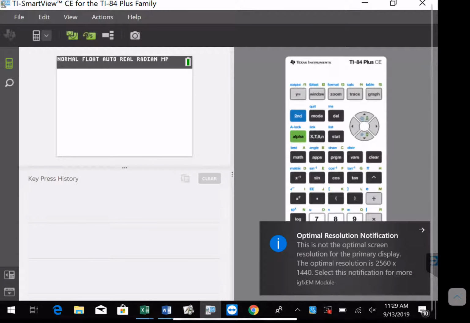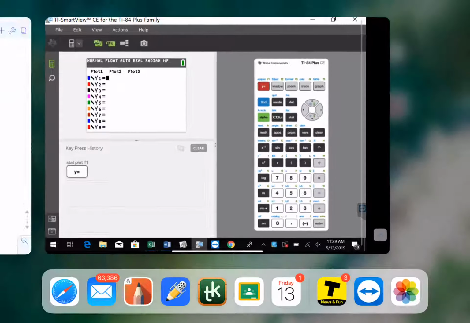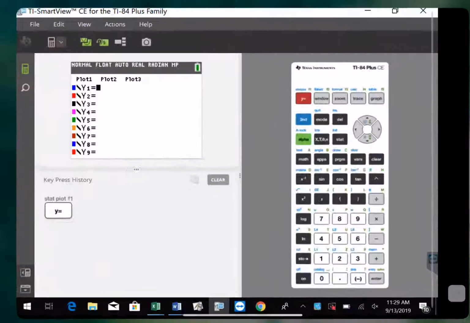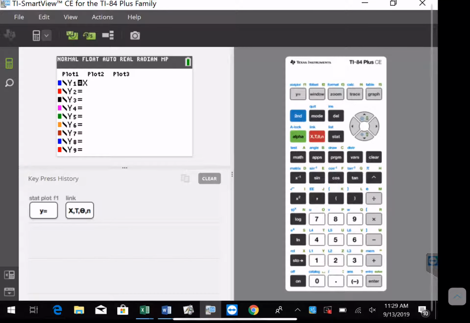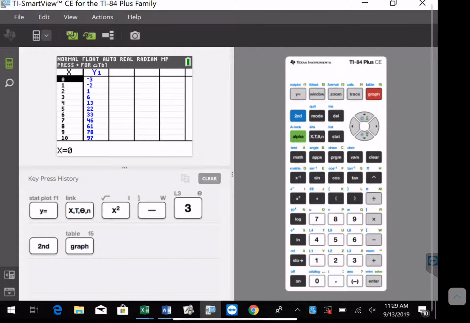We are going to go to y equals, and if you have anything on these, you can just clear them. I'm going to put our function rule, which we said was x squared minus 3. So we put x squared minus 3. And then we're going to hit the blue second button, and then the graph button to get the table.